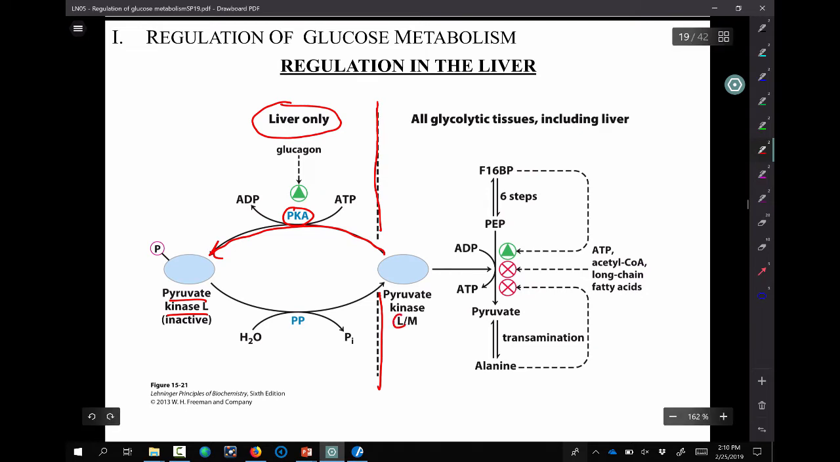This book even mentions L and M, liver and muscle isoforms of this. You'll notice over here on this side of the slide, there's only liver highlighted here. The liver isoform of pyruvate kinase is sensitive to and is actually a substrate of PKA. And PKA can phosphorylate that, and that will inactivate it, so this would be a minus here. So again, signals from glucagon slowing glycolysis down.